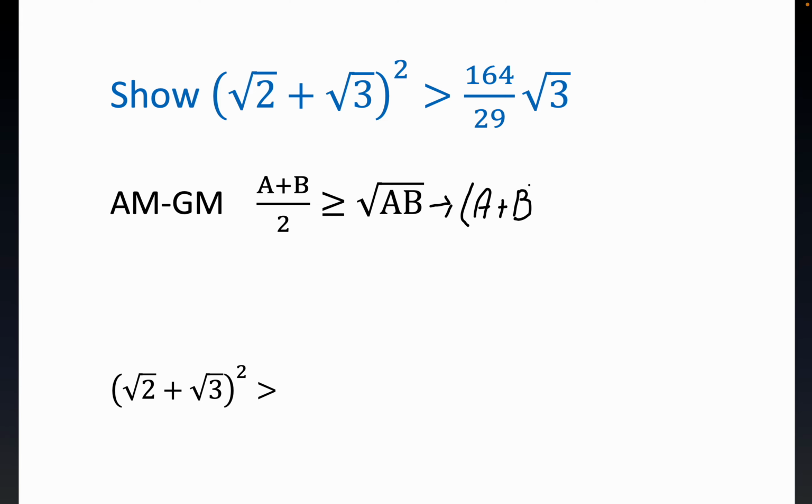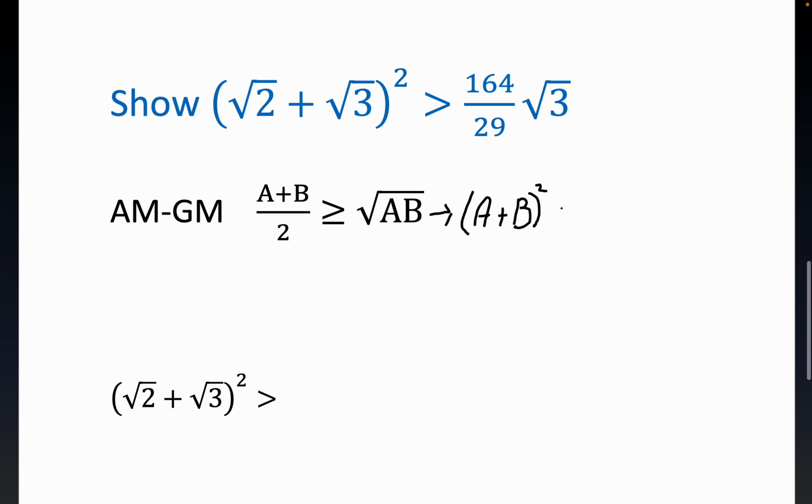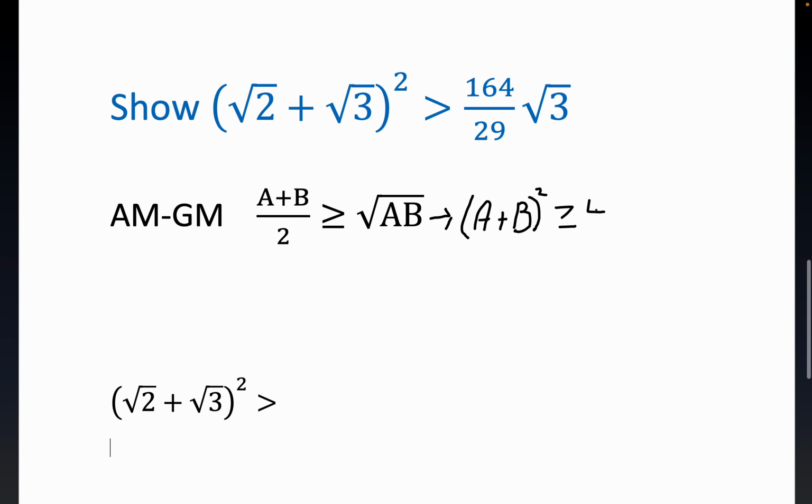Okay, now what we're going to do next, we multiply by 2. So when we square 2, we'll get 4. So we have a plus b quantity squared is greater than or equal to 4ab. All right. And it makes sense that we do this just to make the AM-GM inequality fit the above inequality, or the given inequality that we're trying to establish.